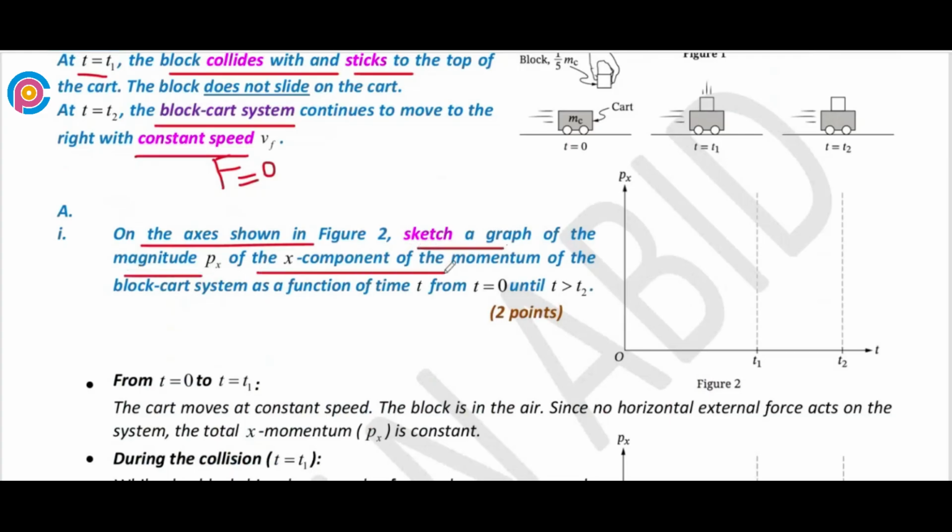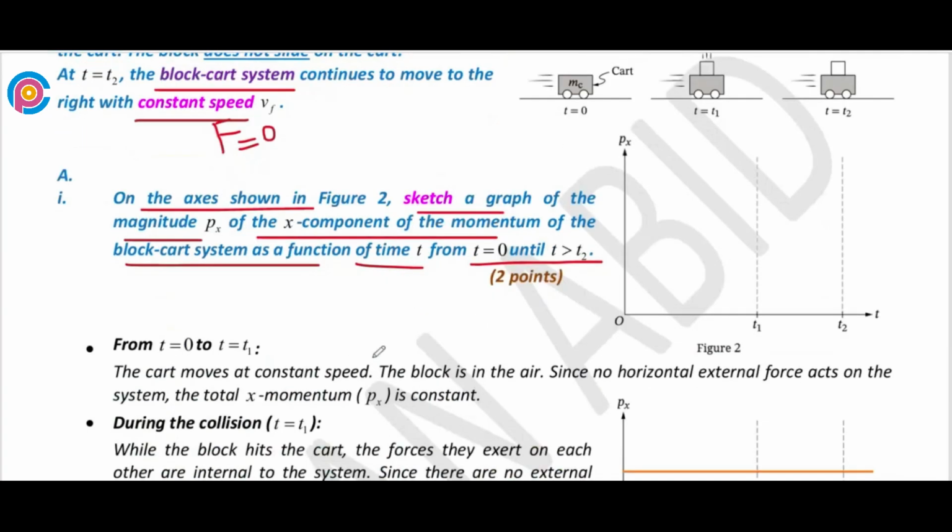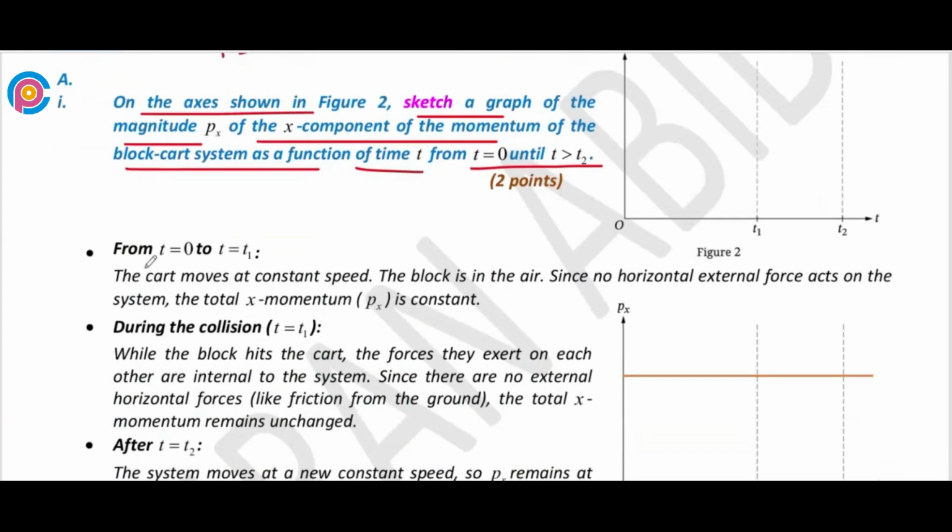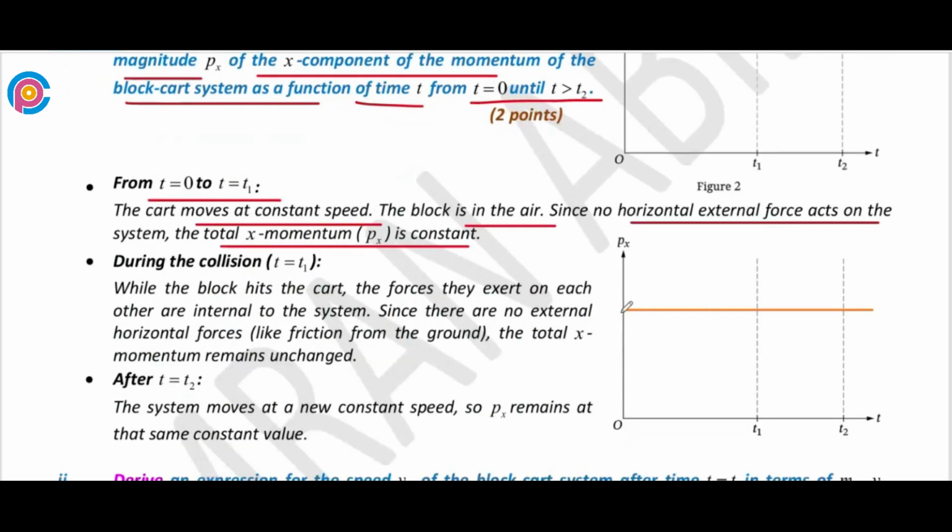Now, question A: on the axes shown in figure 2, sketch a graph of the magnitude px of the x component of the momentum of the block-cart system as a function of time from t0 to t greater than t2. This is the axis given. From t equal to 0 to t1, the cart moves with constant speed and the block is in air, so there is no horizontal external force acting on the system, so the x component is constant.